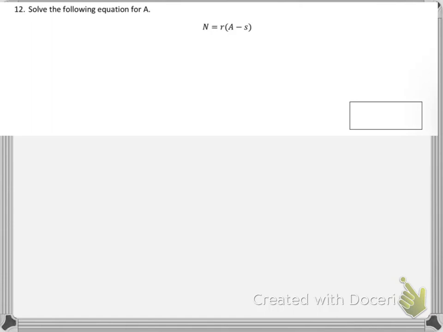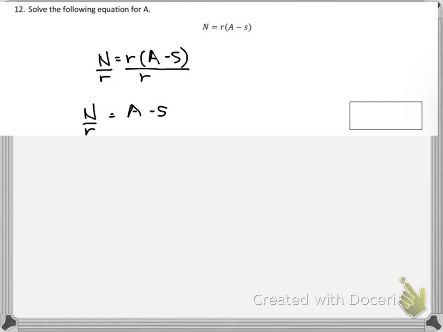Okay, in this problem we're asked to solve the equation for a. So we have n is equal to r times the quantity a minus s. There are two different ways I taught you how to do this. One is to divide both sides by r. This is my preferred way because I think it's a little bit faster, and I like things that don't take me very long. So we have n divided by r is equal to a minus s.